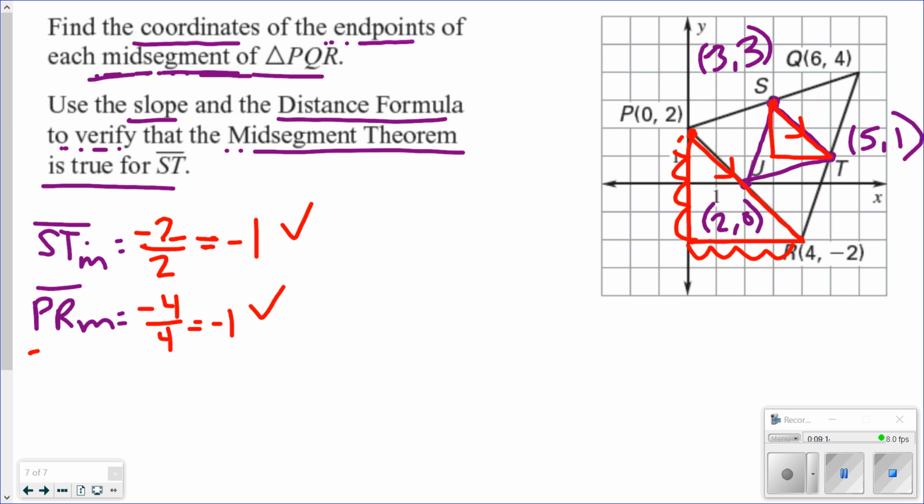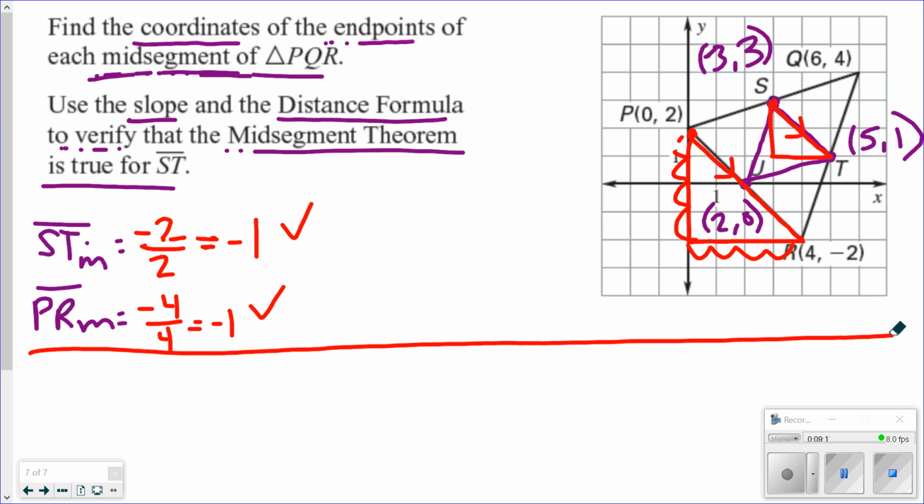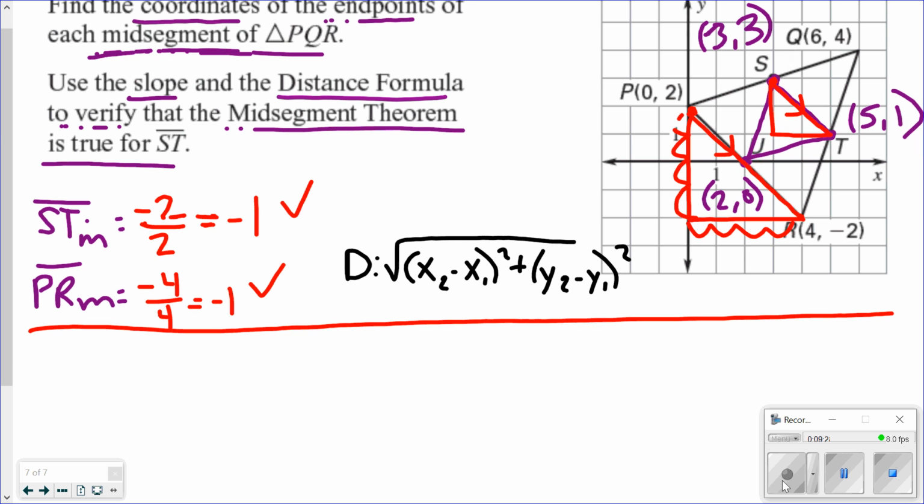Now we need to figure out the distance. So remember, the midsegment theorem states that ST should be half the length of PR. So let's double check to make sure that's correct. All right, so let's start with ST. And I know that the coordinate for S is 3, 3. So I'm going to call this x1, y1. And T is 5, 1. So I'm going to call this x2, y2.